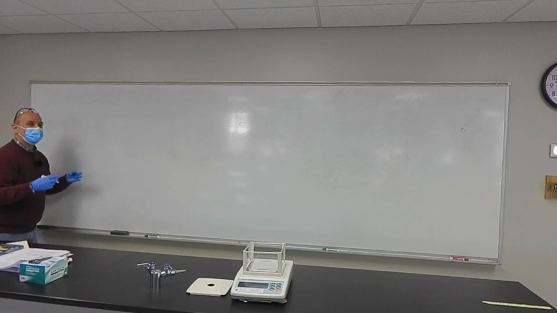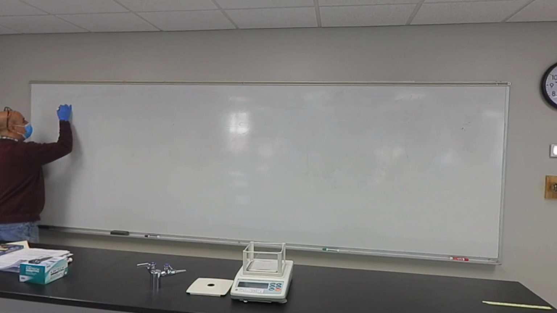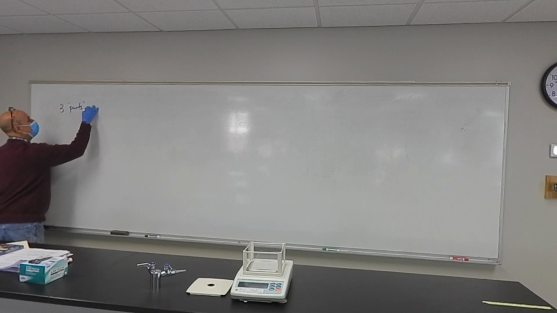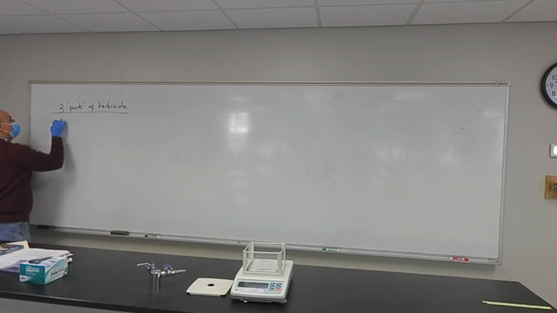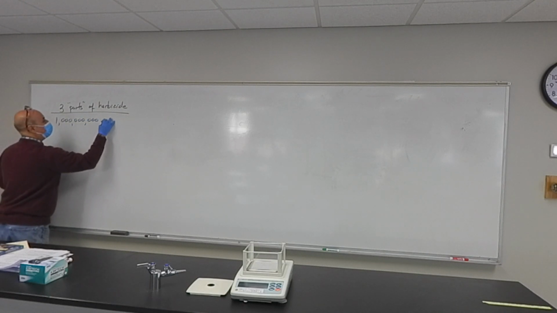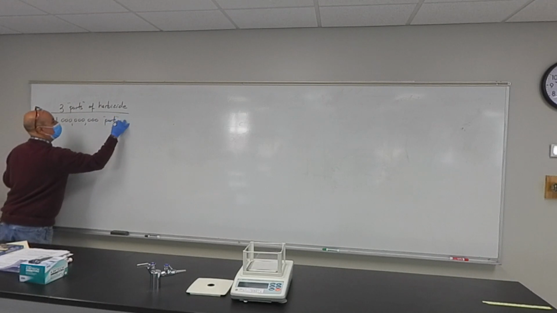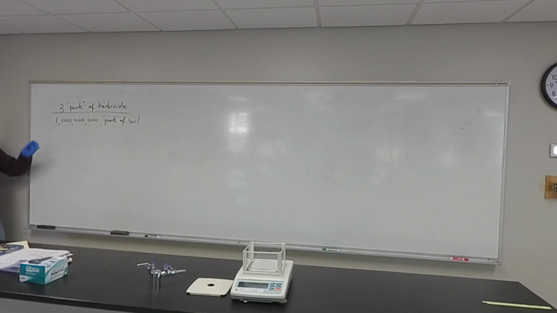So let's put on the board what 3 ppb means. We have 3 parts of herbicide for every 1 billion parts of soil. What does that mean? Actually, it means 3 grams for every 1 billion grams, or 3 pounds for every 1 billion pounds. So parts can be anything.